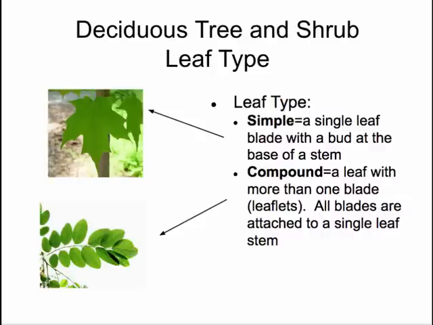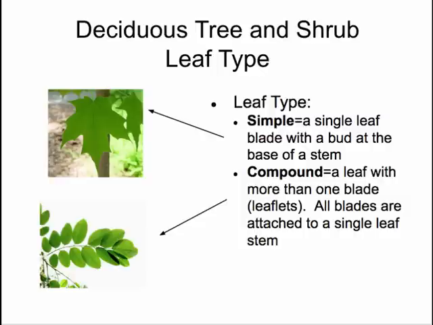We're going to move into deciduous trees. Deciduous trees are leaves that fall off in the autumn. So there are 2 leaf types for the deciduous tree. The first is a simple leaf. A simple leaf is a single leaf blade with the bud at the base of the stem. A compound leaf is the other leaf type, in which a leaf with more than 1 blade, or leaflets, all the blades are then attached to a single leaf on the stem.